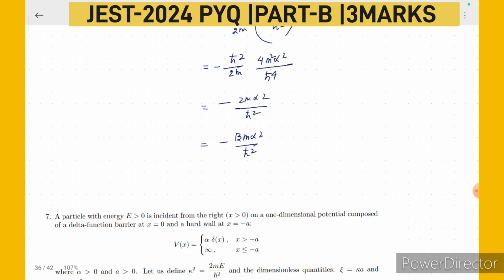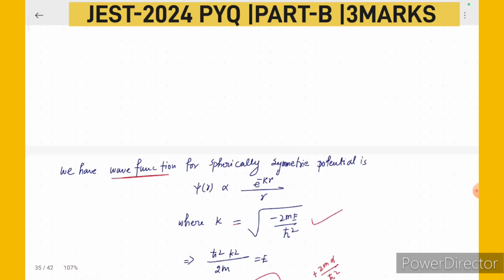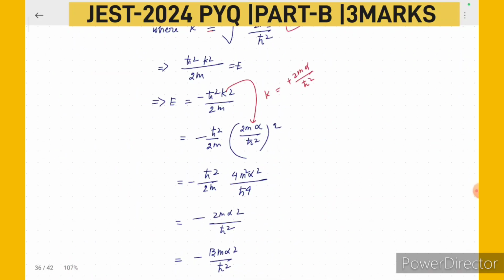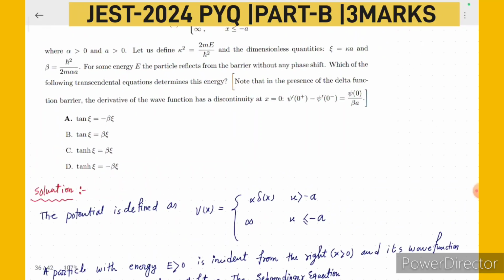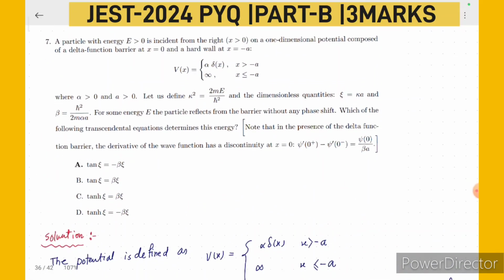Option C is the correct answer. This is a very easy question, just note it down and understand it yourself. Okay, next, go to question number 7.